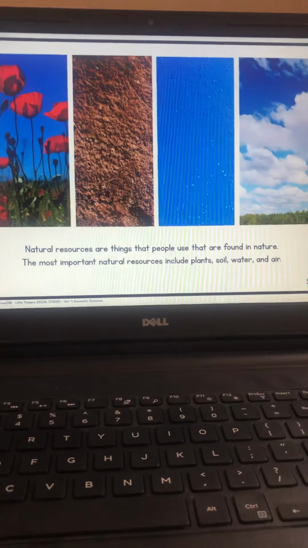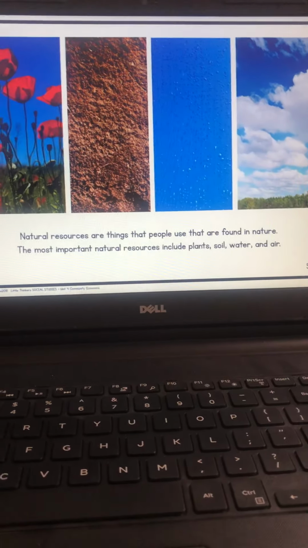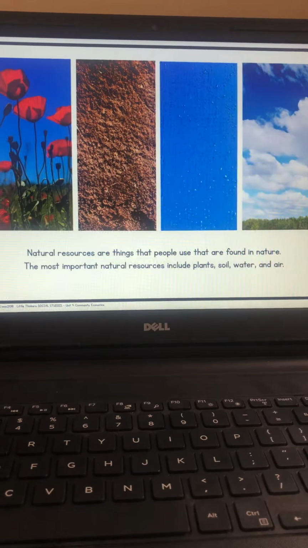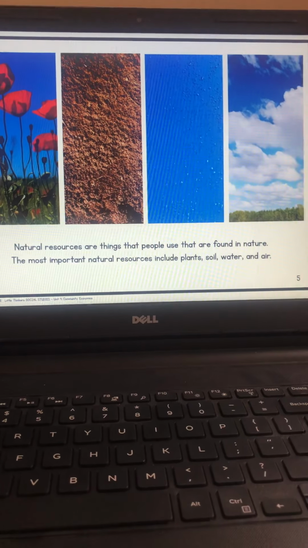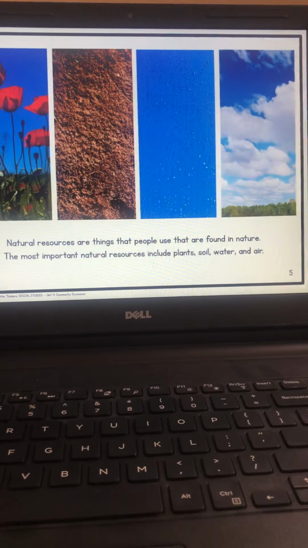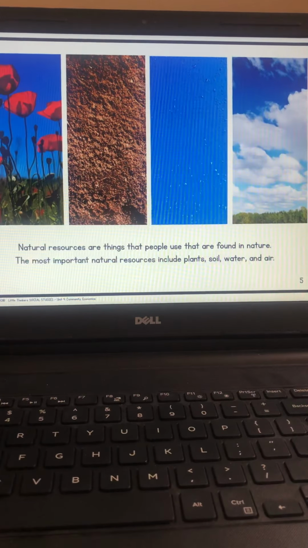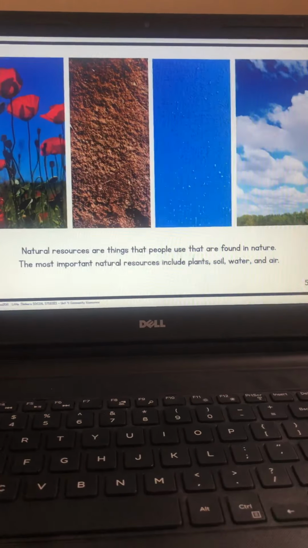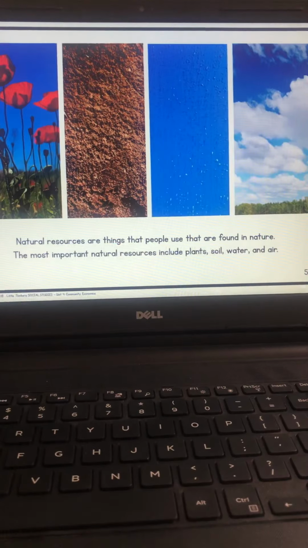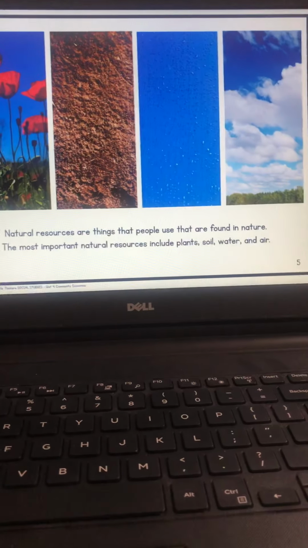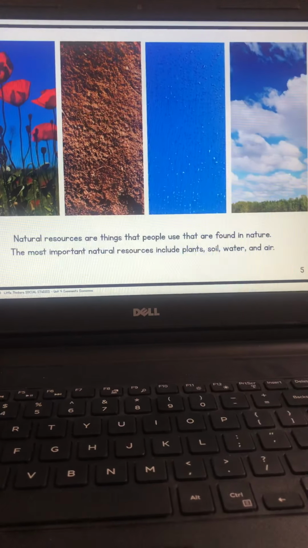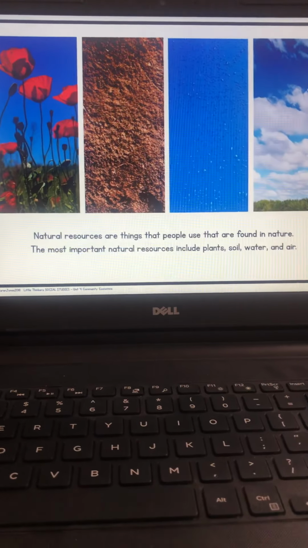Okay, you might plant a seed, but you're not really making a plant. There's not a plant making factory. Or soil, water, air. Okay, these are all things that were on the earth before humans were around. Humans did not build these things. Humans build cars, they build houses, they build lots of things, but plants, soil, water, air, they come from the earth, so it makes them natural.